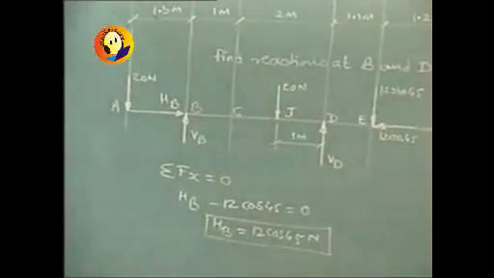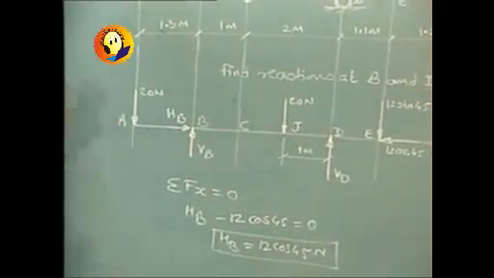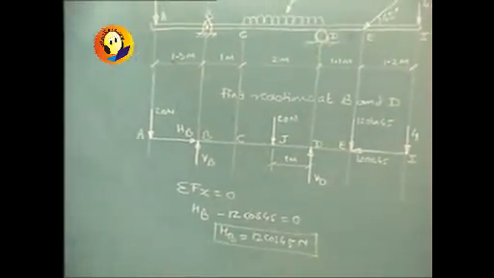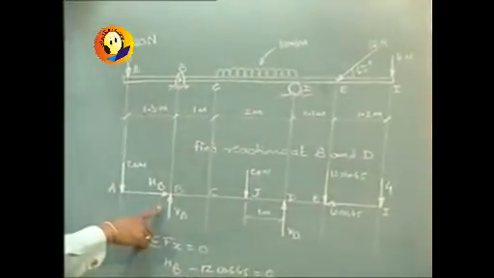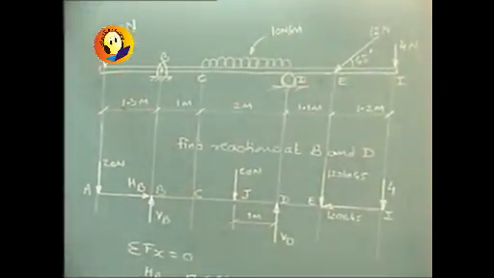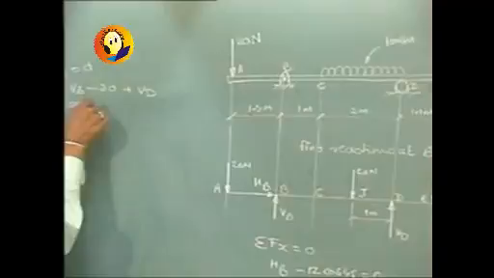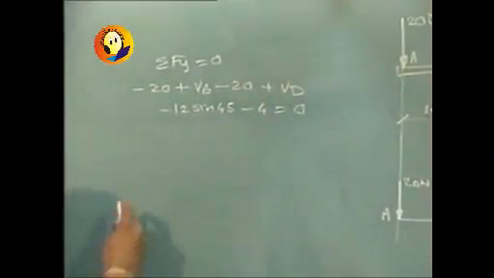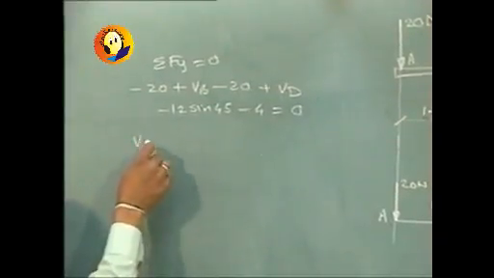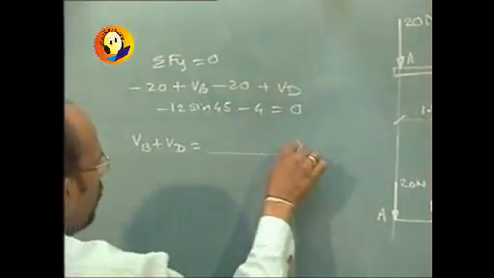When we write sigma Fy equal to 0, looking at this diagram, it will be minus 20, which is downward, plus VB, which is upward, then again minus 20, which is downward, plus VD upward, minus 12 sin 45 downward, and minus 4 equal to 0, and we get something like VB plus VD equal to some numerical value, so many newtons.